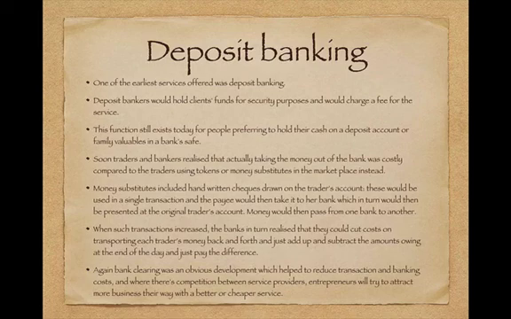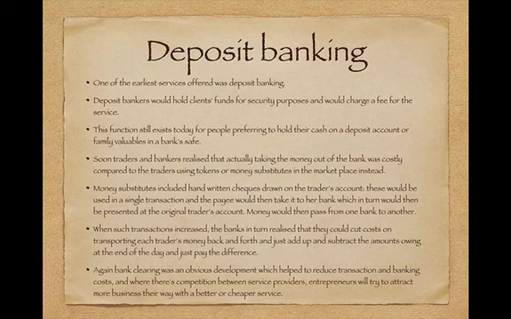Now, when such transactions increased, the banks in turn realized that they could cut costs on transporting each trader's money back and forth at the end of the evening by just adding up in the columns and subtracting the amounts owing to each bank and just paying the difference. So rather than a million florins going from one bank to another, then 800,000 moving from bank B to bank A, you just transfer 200,000. Again, bank clearing was an obvious development which helped to reduce transaction and banking costs.